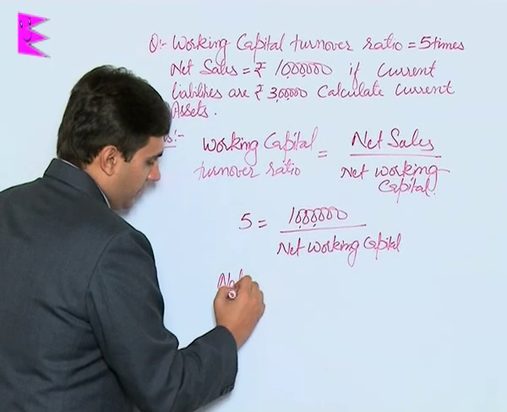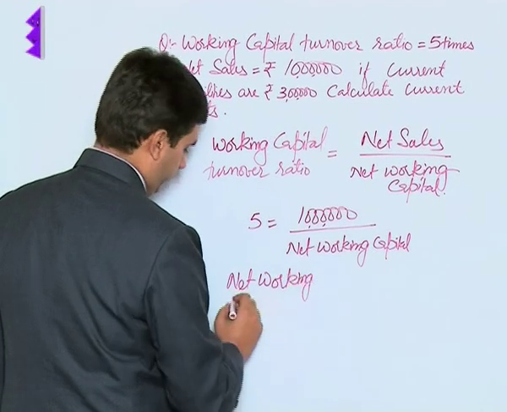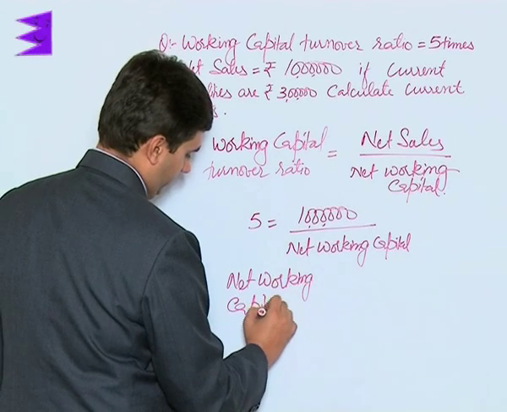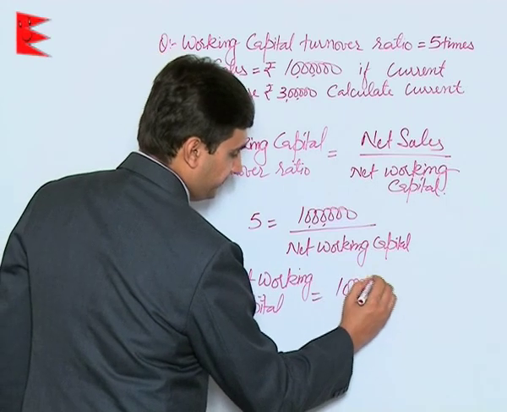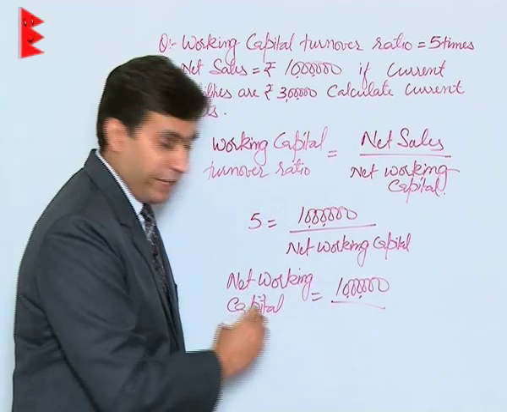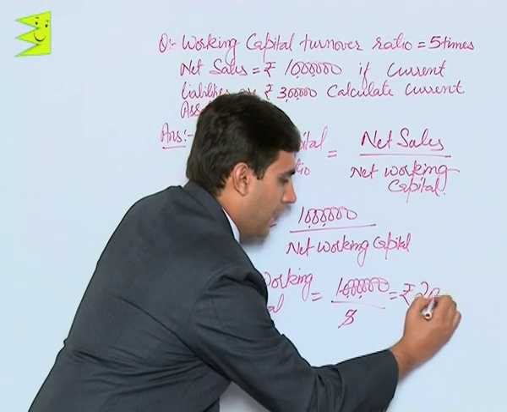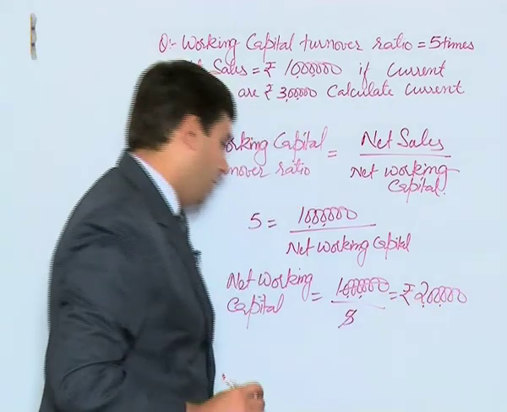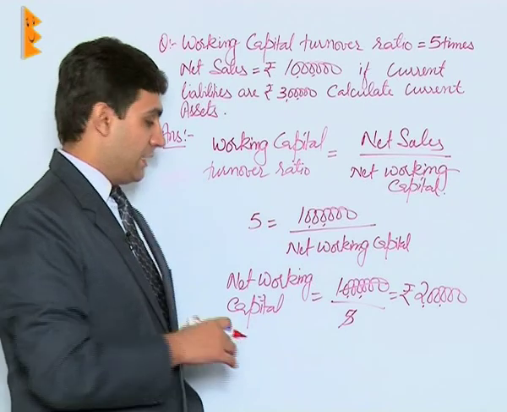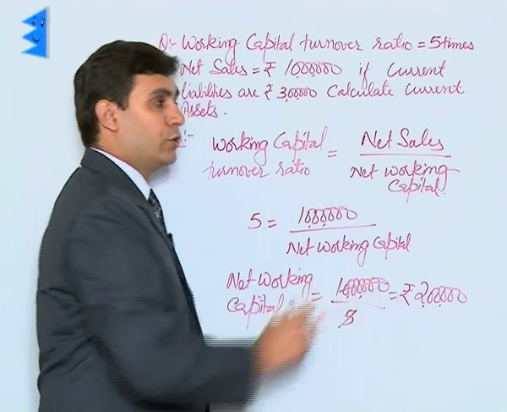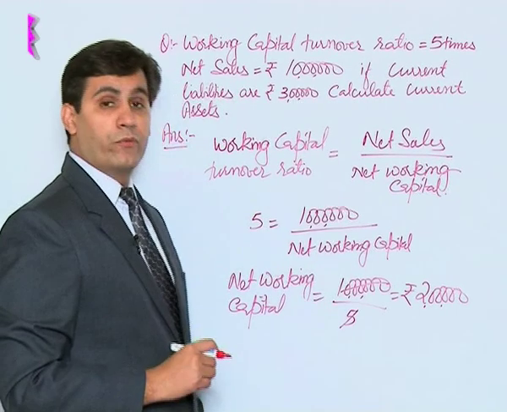Cross multiplying this, net working capital is equal to 10 lakh divided by 5. So we get an answer of rupees 2 lakhs. So students, what we have calculated through this ratio is that in this particular business, working capital is equal to rupees 2 lakhs. Now, let us use the formula for working capital.